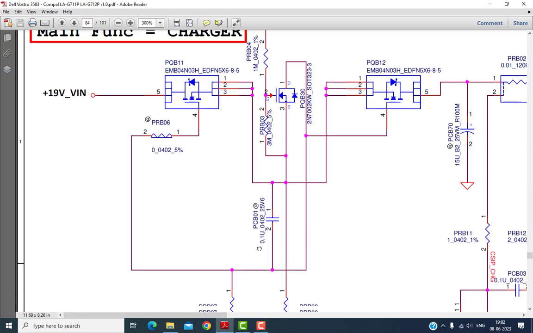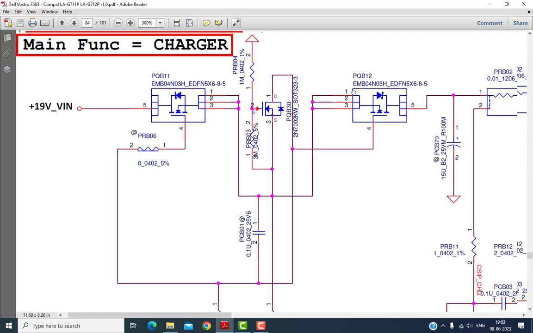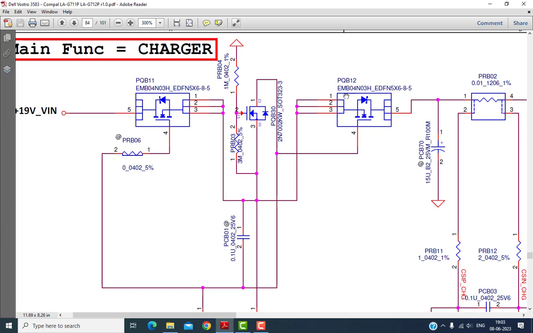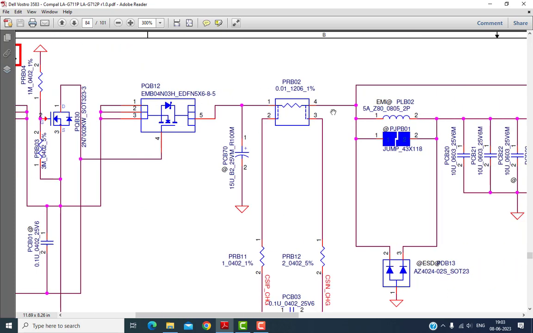So 19 volt is supposed to come here. Once the 19 volt comes to the gate, both gates will trigger, and this 19 volt which comes here is passed to the source, and from the source it comes here and passes to this MOSFET, called the PQB12, to its source. Once this voltage comes here and triggers this MOSFET, the voltage travels via this diode and comes across this resistor.